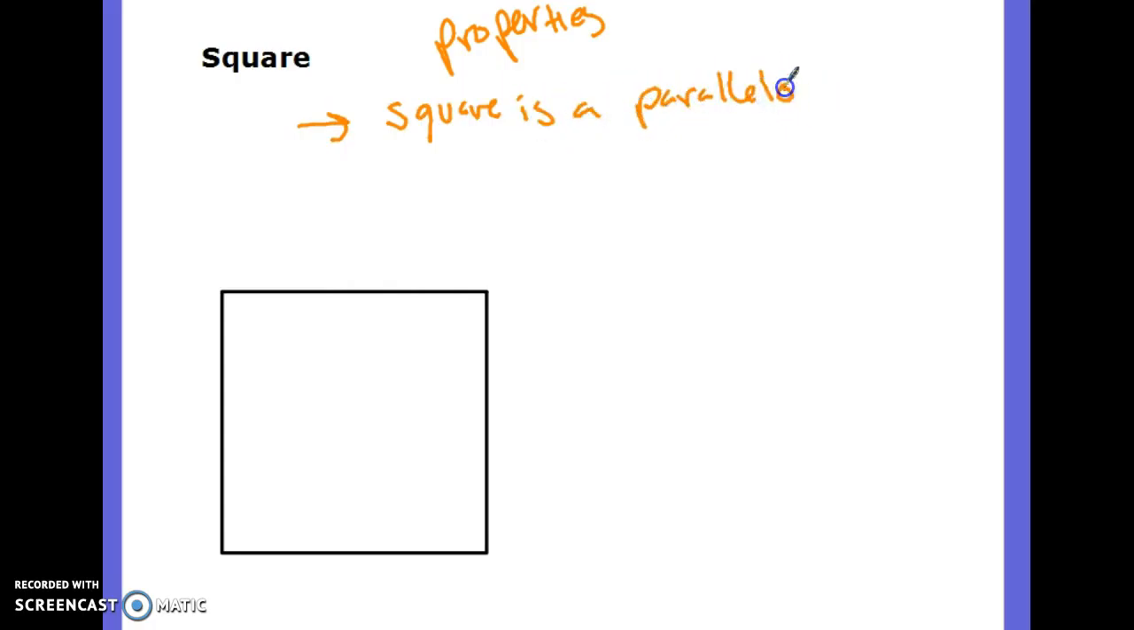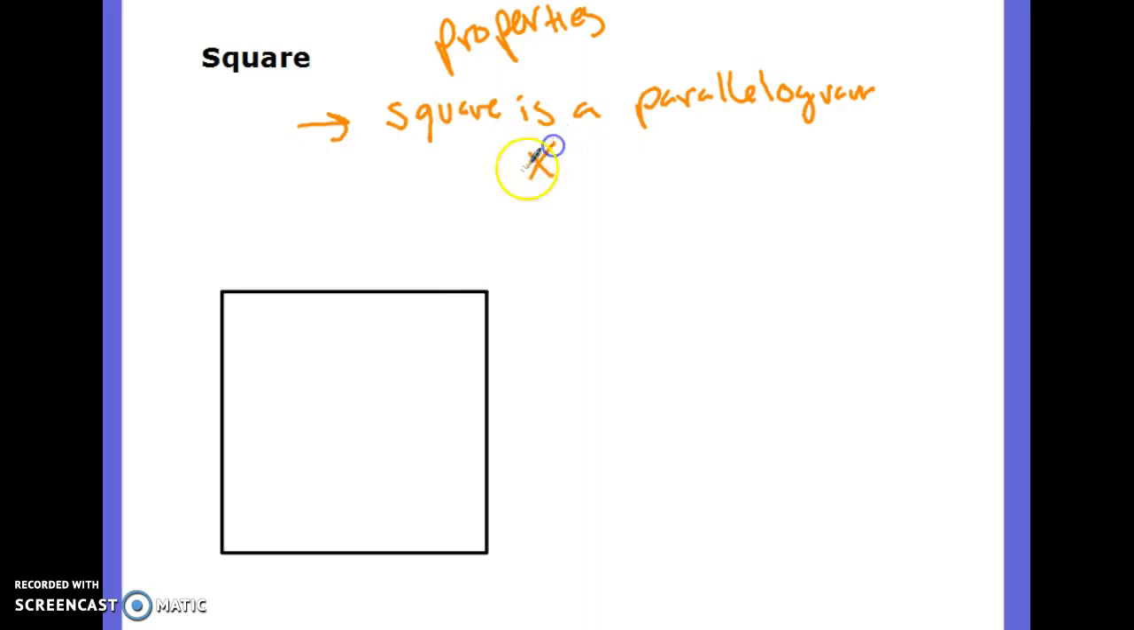Now, we have our properties. The one nice thing about a square is a square does not have any properties that are exclusive to the square. There's no special square properties. In fact, all of the properties of a square come from its classification. The first set of properties come from the fact that a square is a parallelogram. So because a square is a parallelogram, it has all of the properties of a parallelogram.